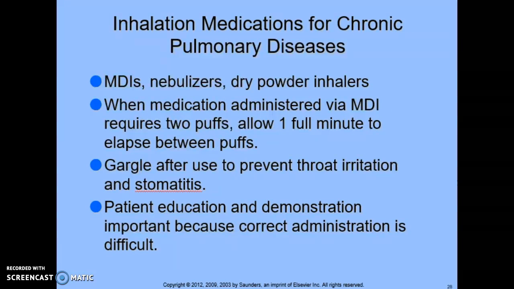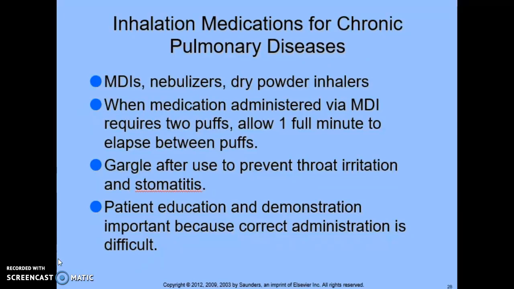Nebulizers or dry powder inhalers are another way that we can treat chronic pulmonary diseases. When the medication is administered via the MDI, it requires 2 puffs, and you allow 1 full minute to elapse between puffs. The patient can gargle after use to prevent throat irritation and stomatitis. Patient education and demonstration are very important here because correct administration is difficult, and correct administration is key to using the medication correctly.